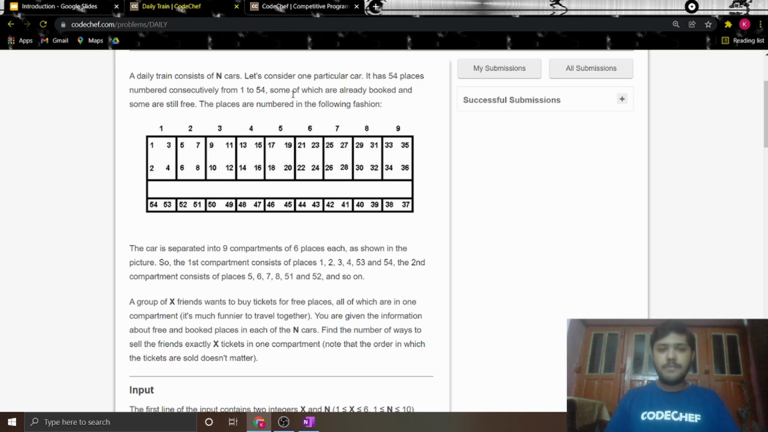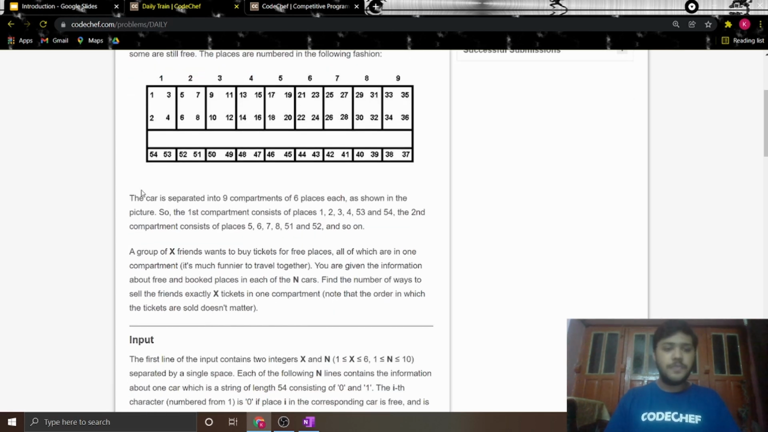The places are numbered in the following fashion: 1, 2, 3, 4, 5, 7, 6, 8. Here there are multiples of 4: 1 to 4, 5 to 8, 9 to 12, 13 to 16, 17 to 20, till 33 to 36. And here it is 53, 54, 51, 52 till 37, 38.